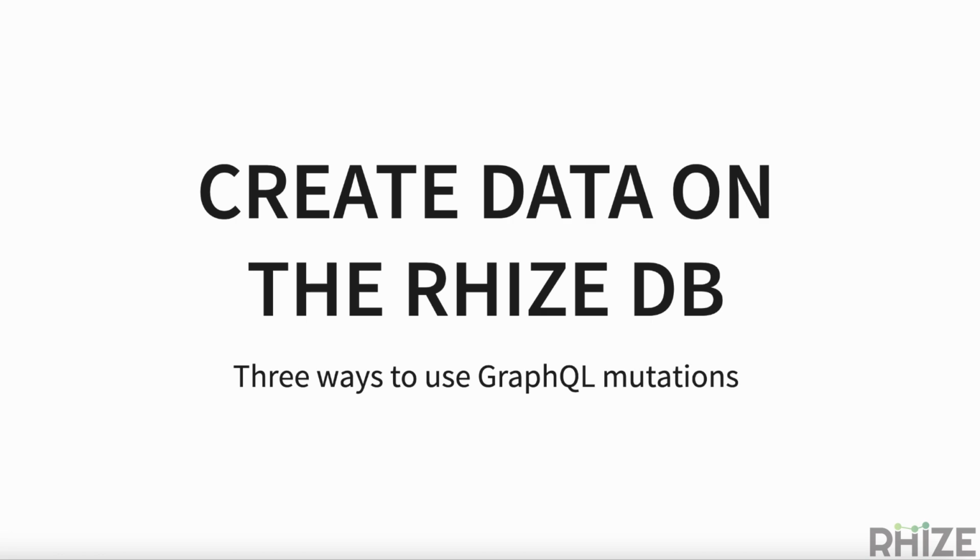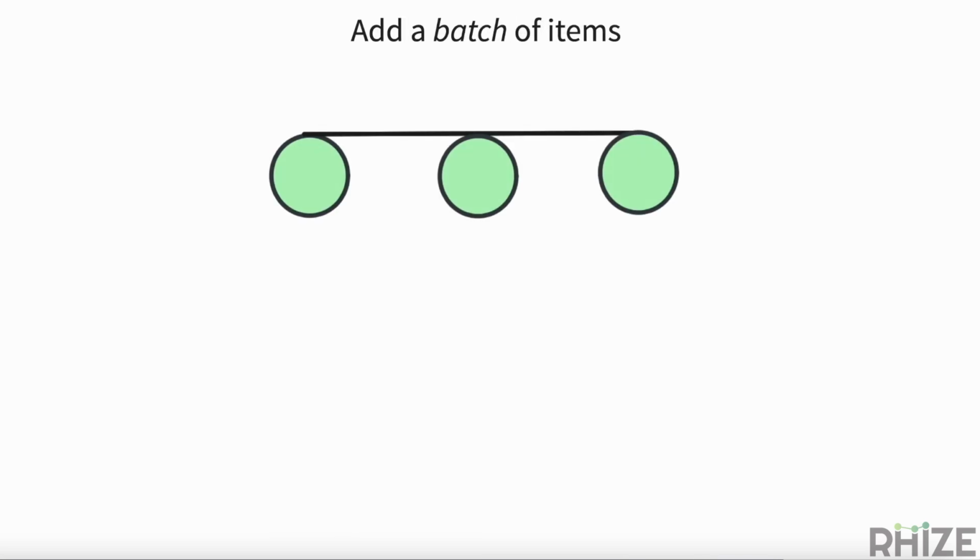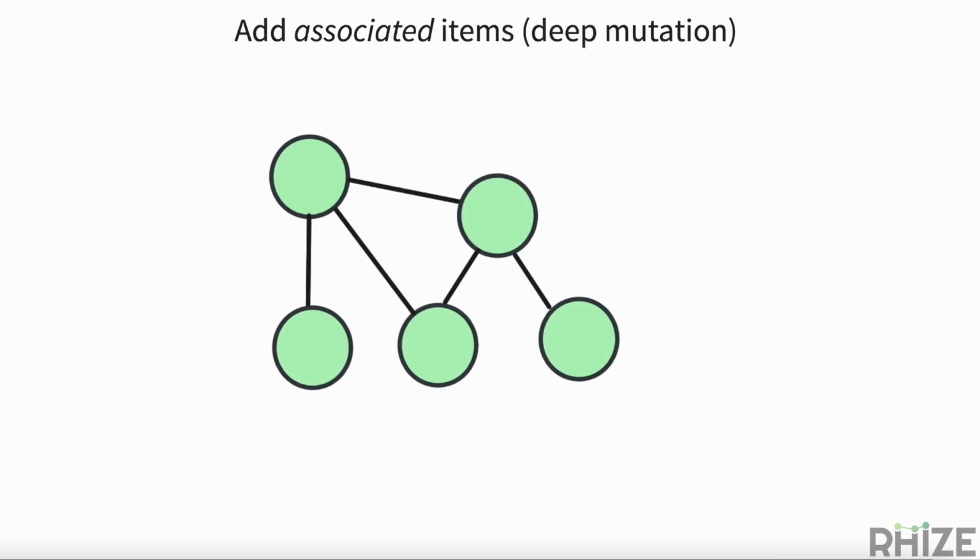In this video, I'm going to show you how to create data on the Rhize database. Specifically, I'm going to show you some GraphQL mutations to create new manufacturing objects in your manufacturing knowledge graph. So here's what we're going to do. First, we're going to add a single item, then add a batch of items, and finally, we'll use a deep mutation to create a set of associated items.